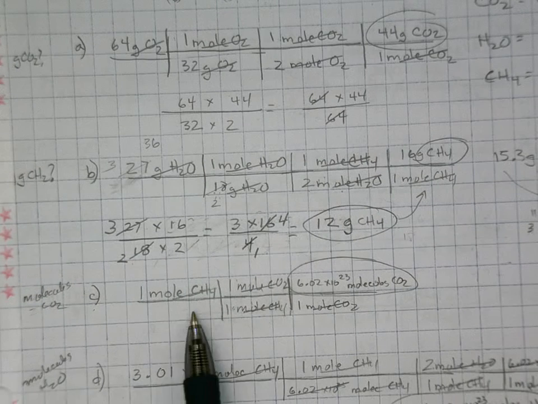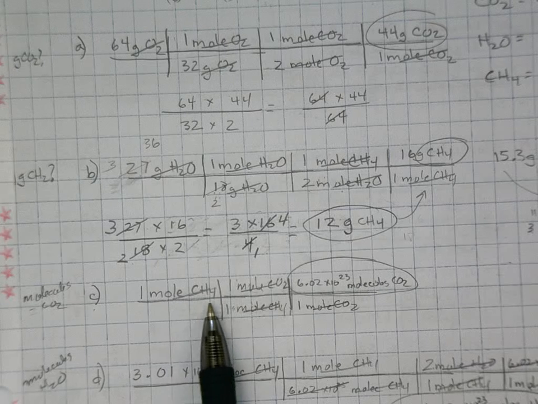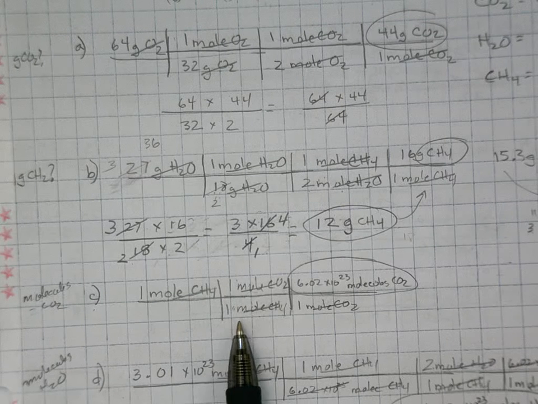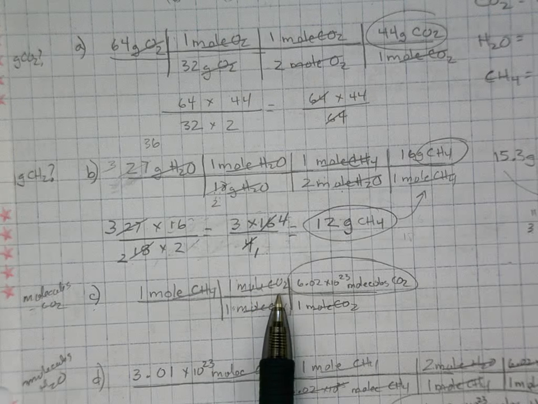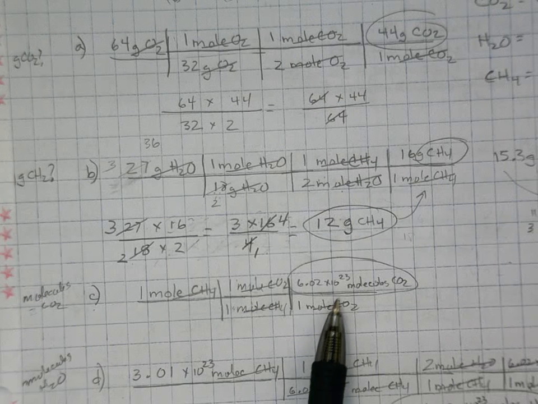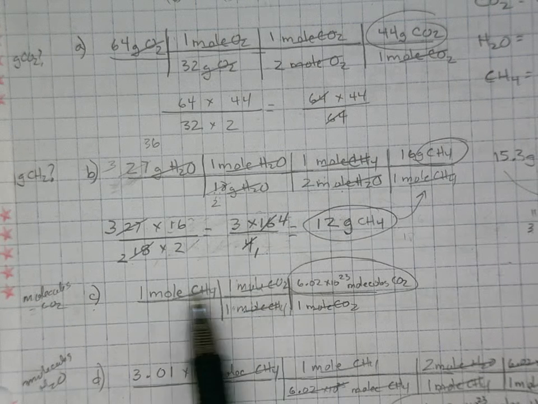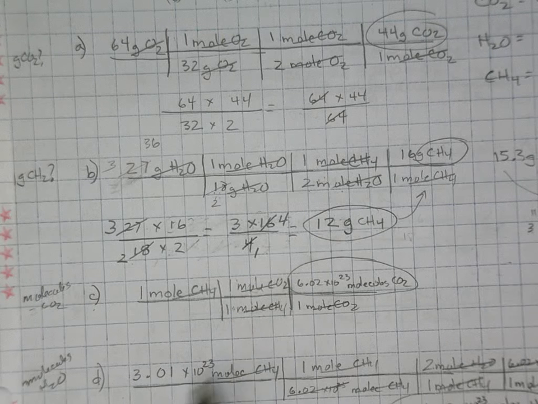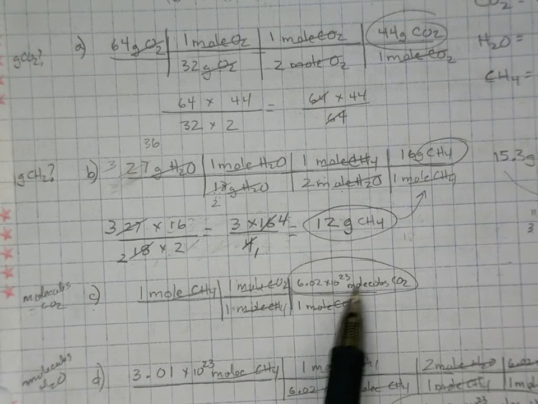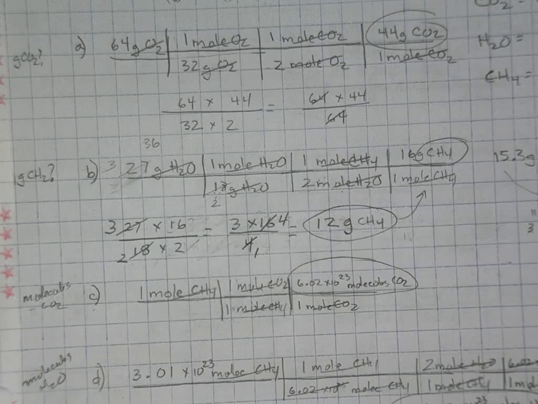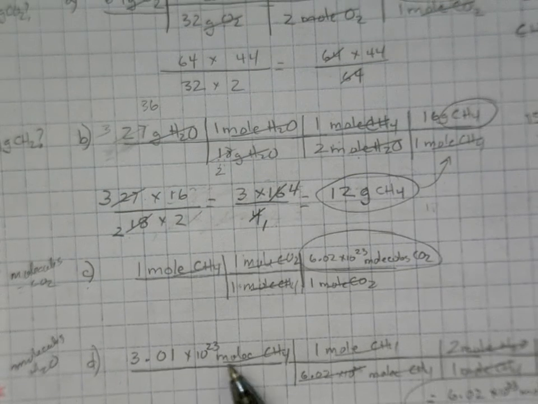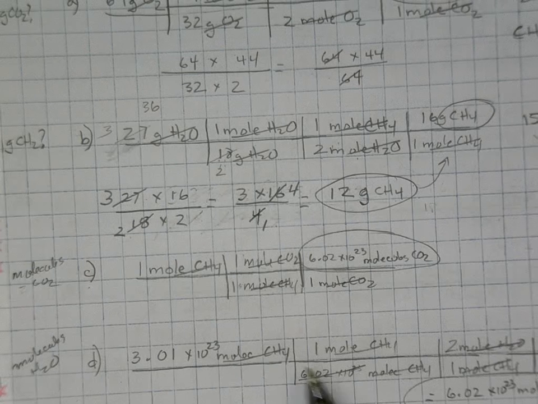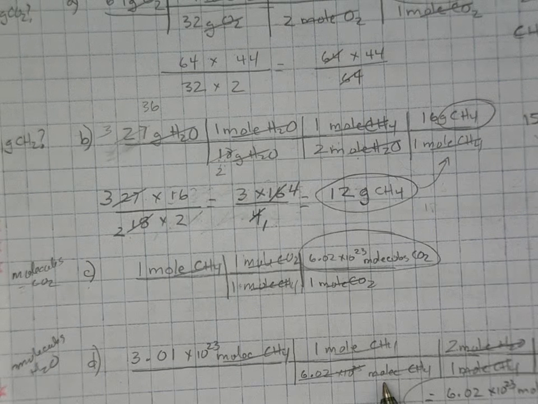For part C, we're given 1 mole of CH4. We have to do the mole-to-mole ratios, and then we convert moles of CO2 into molecules. We multiply by Avogadro's number. These all canceled each other out, and it just turned out to be Avogadro's number. And then for part D, we were given this many molecules of methane. So we set up Avogadro's number per mole of methane.